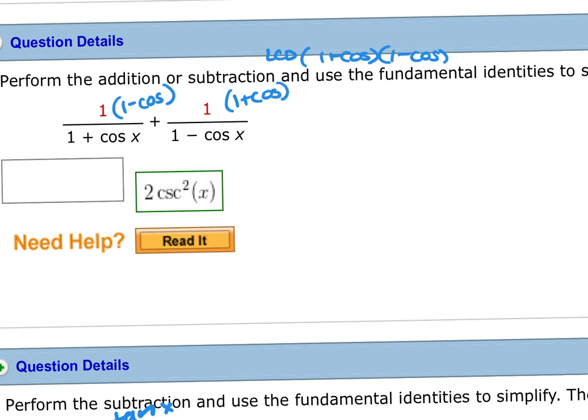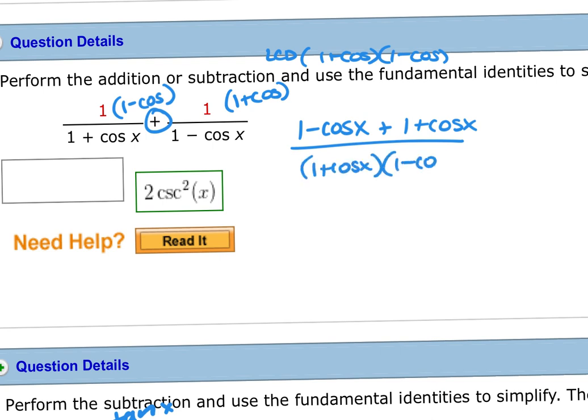So 1 times 1 minus cosine would be 1 minus cosine x. The plus comes from the middle. 1 times 1 plus cosine would be 1 plus cosine x, all over 1 plus cosine and 1 minus cosine. At that point, sometimes in the bottom we have to multiply it out, and sometimes we don't. I tend to wait until I simplify the numerator to see if it makes sense to multiply the bottom out, because sometimes you want to and sometimes you don't.